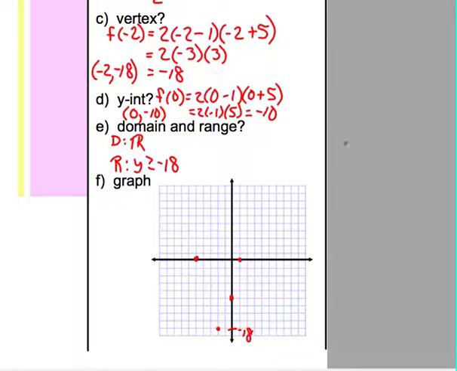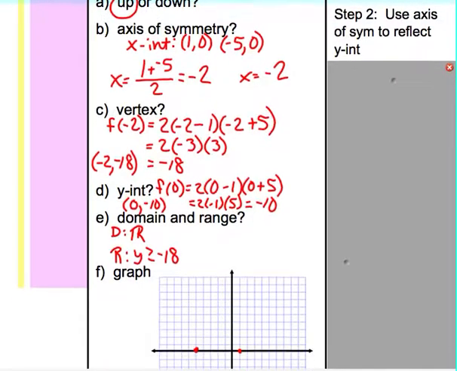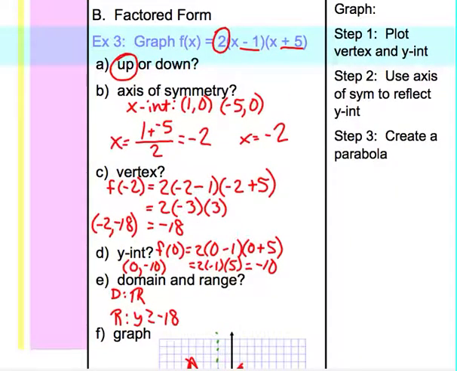And the last piece, or step 2 technically, is use the axis of symmetry to reflect the y-intercept. Now, with the points that I already have, I don't really have to do that, but it's a good habit. So I'm going to draw my axis of symmetry. Remember, that goes through the x-coordinate of your vertex. And then the y-intercept here is 2 away from my axis of symmetry, so I'm going to flip it over and go 2 away on the other side. Then I'm going to create my nice rounded parabola with arrows. And that was step 3.